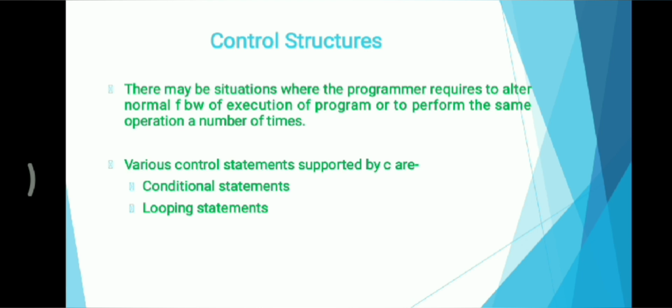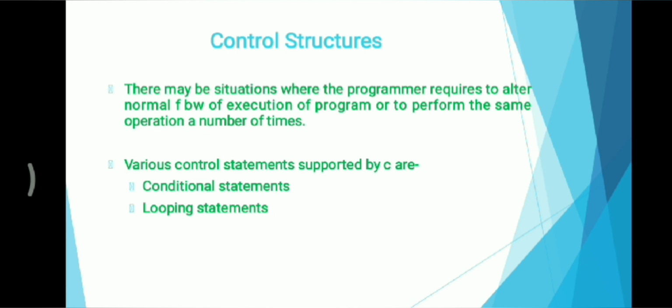For that purpose, they have introduced the control structure concept, which can also perform the same operation a number of times. So basically we are having a set of code, and those codes are executed in a sequence manner. If you want to change the flow of execution, you have to prefer the control structure concept. In control structure we are having two types of statements. One is conditional statement, second one is looping statement. We will see conditional statement in this video.